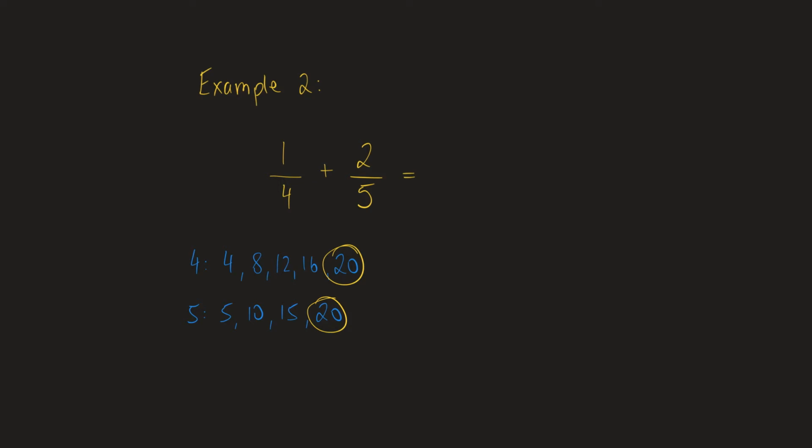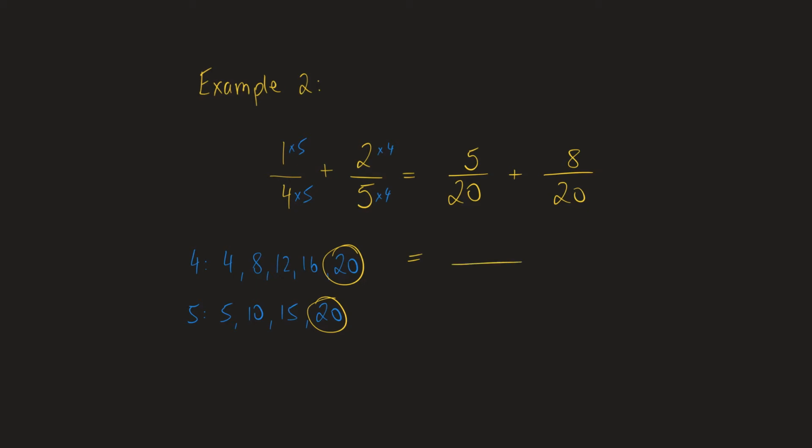So what I can do there, I'm going to rewrite our equation to being something over 20. To go from 4 to 20, I've multiplied by 5, so I must do the same to the numerator, and that will become 5 over 20. Now to 2/5, for the denominator of 5 to go to 20, I've multiplied by 4, so I must do the same to the numerator, and that will give me 8 over 20.